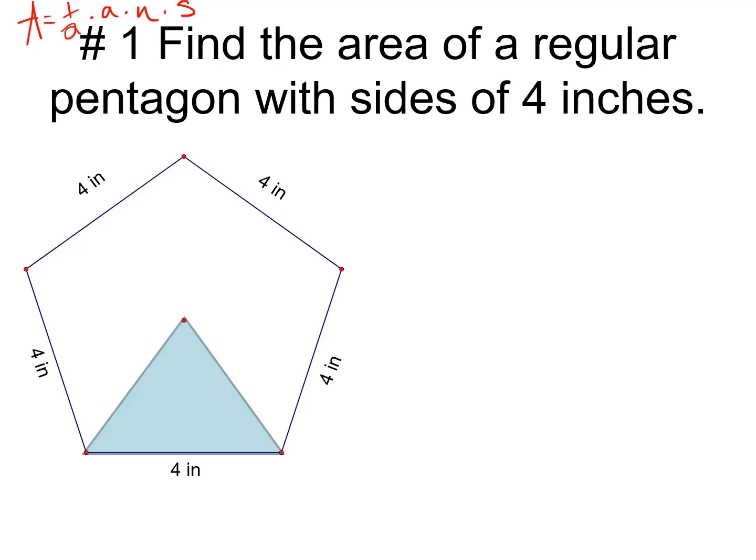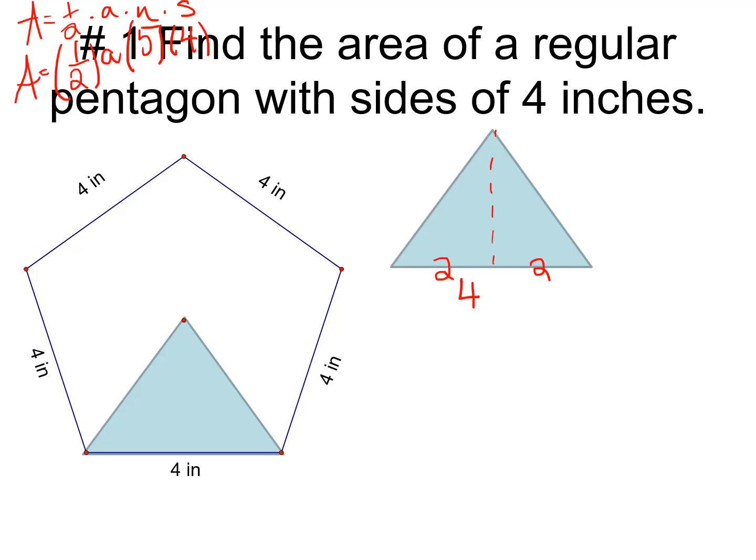So for example number 1, we want to find the area of this regular pentagon with a side length of 4 inches. If we pop out that triangle that we divided, we know that this whole side is 4, but if we cut it in half, this side length is 2 and this side length is 2. We know a pentagon has 5 sides, and the side length is 4. So really all we have to do is find that apothem length. We're going to label the apothem little a.